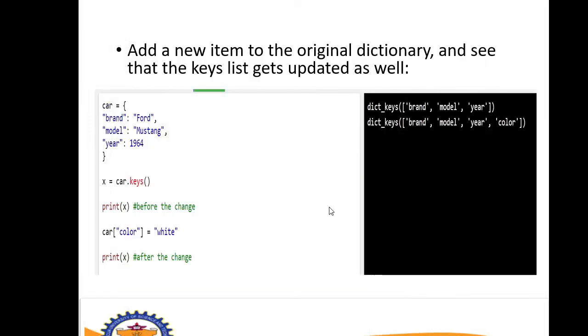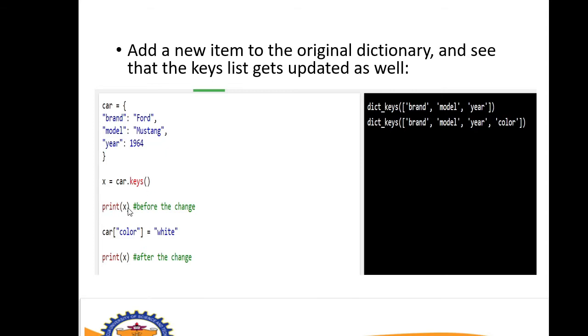Next naman, how to add a new item to the original dictionary, and we'll see that the key list gets updated as well. So using the same condition pero palitan lang natin yung variable, gawin nating car. Ayan. So assign a secondary variable x. Kahit anong variable class would do, as long as it is a proper naming convention of a Python identifier for variable. So we first call the first variable of your list which is car, add a dot operator, and then the keyword keys.